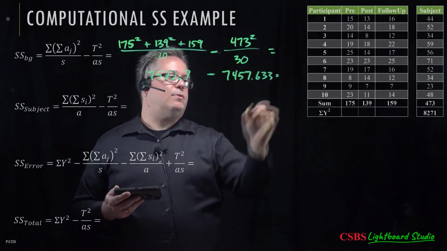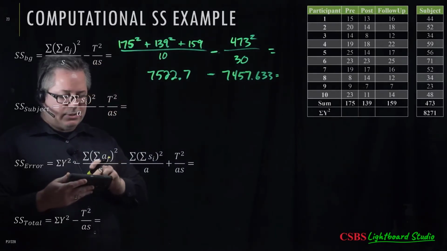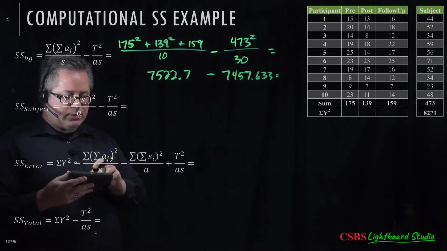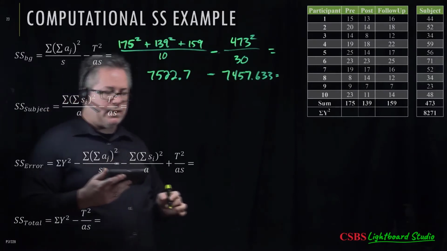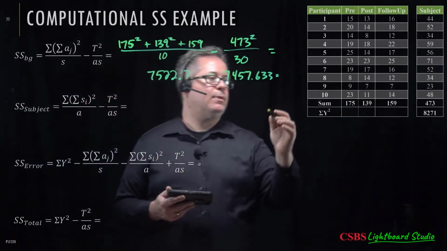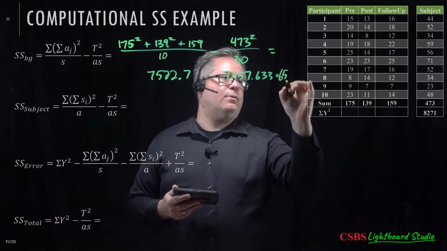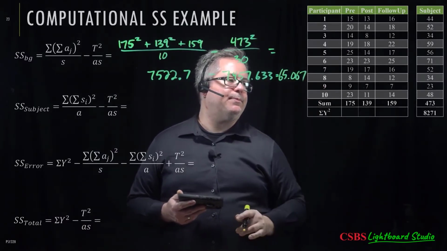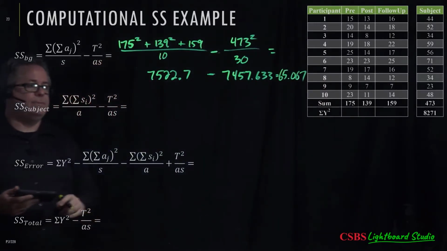So I should be able to subtract those. 7522.7 minus 7457.633 equals 65.067. 65.067. All right. So far, so good.